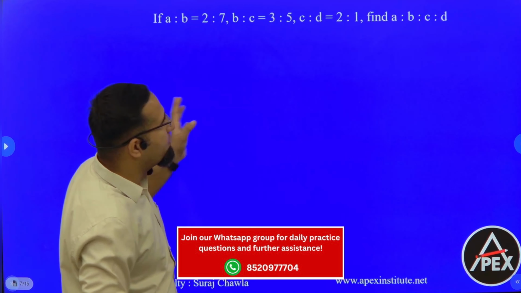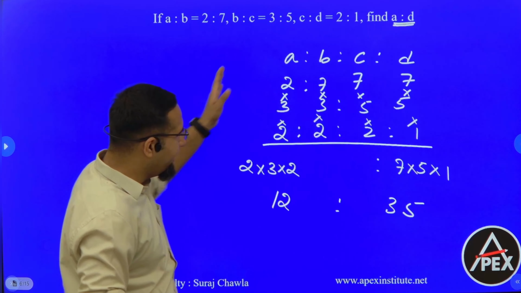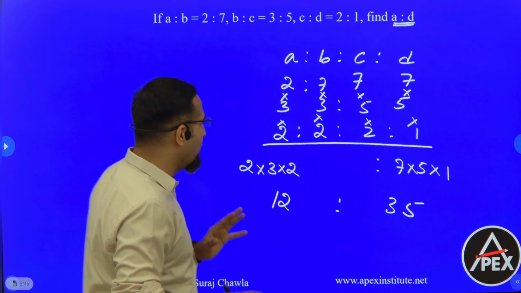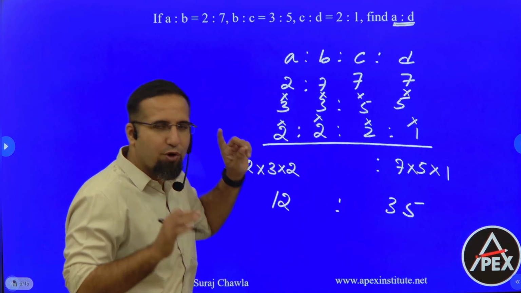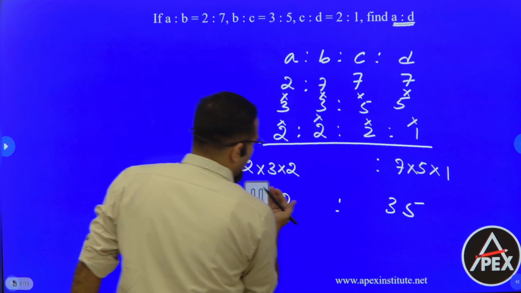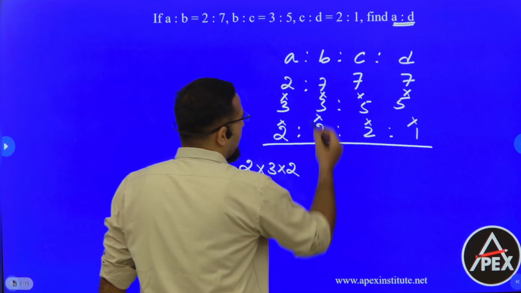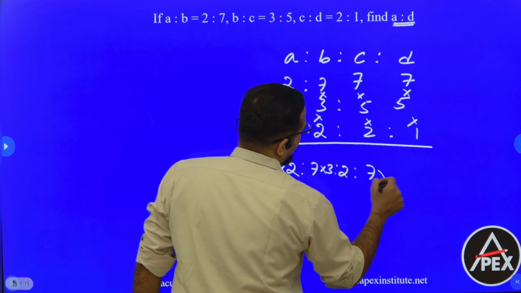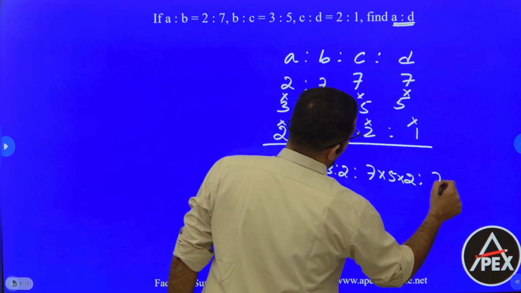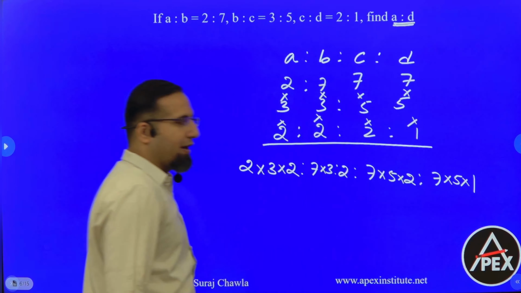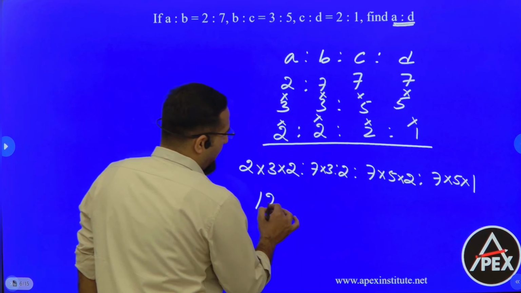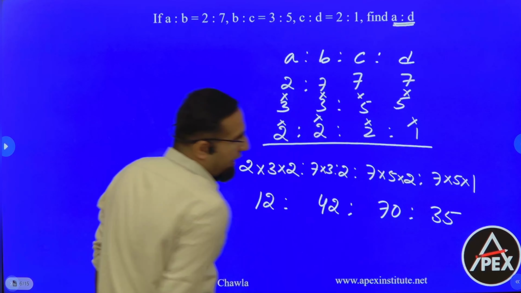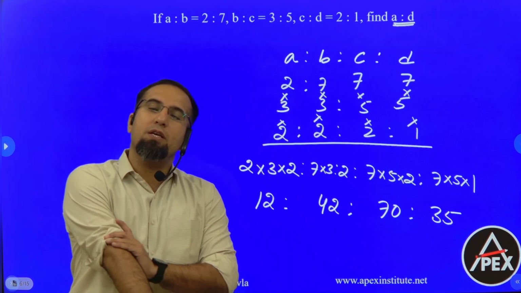Yes, this is a question similar to the previous question that we have already done, right? So I need not repeat that. If they are regular ratios, we can just apply the same logic and get our answer. The only difference is that this question is asking for A is to B is to C is to D. So if we want to extend, we can extend that here, and we write 7 into 3 into 2 as the value of B, 7 into 5 into 2 as the value of C, and 7 into 5 into 1 as the value of D. So this becomes 12, this becomes 42, this becomes 70, and this becomes 35, and that becomes the ratio of A is to B is to C is to D.